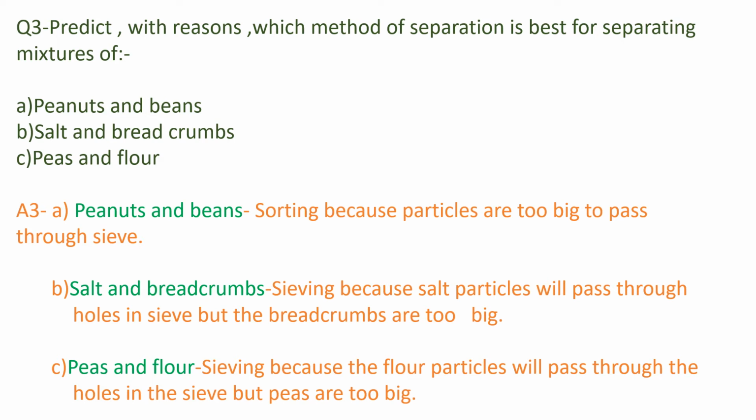Predict, with reasons, which method of separation is best for separating the mixtures of peanuts and beans, salt and breadcrumbs, and peas and flour. Peanuts and beans: sorting, because the particles are too big to pass through the sieve, so we can do it by hand with the help of sorting. Salt and breadcrumbs: sieving, because the salt particles will pass through the holes in the sieve, but the breadcrumbs are too big. Peas and flour: sieving, because the flour particles will pass through the holes in the sieve, but the peas are too big.